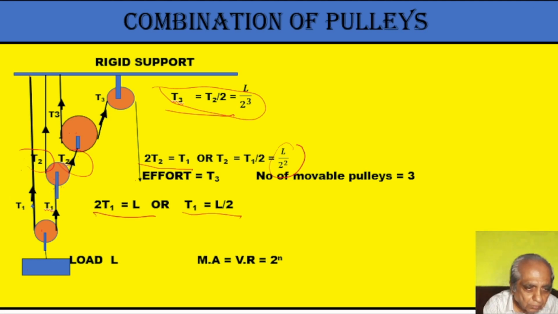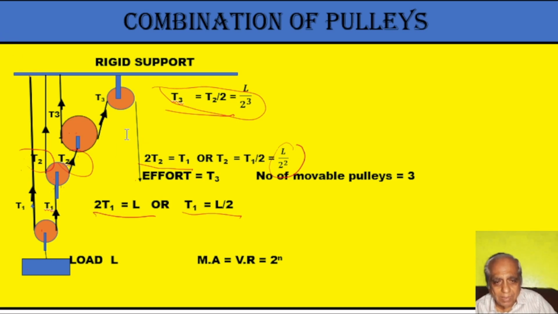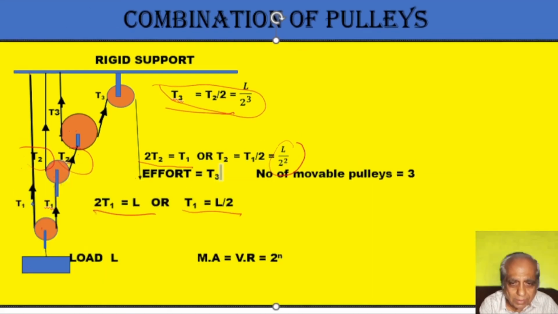Now let us go to, see here now. There are 3 movable pulleys. So I am getting T3, and at T3 I am giving my effort. So to balance this, effort is equal to T3. So this is very important. Effort you are getting equal to T3.